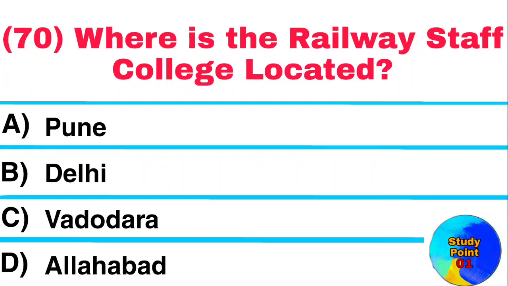Question. Where is the Railway Staff College located? A. Pune. B. Delhi. C. Vadodara. D. Allahabad. Answer. Vadodara.